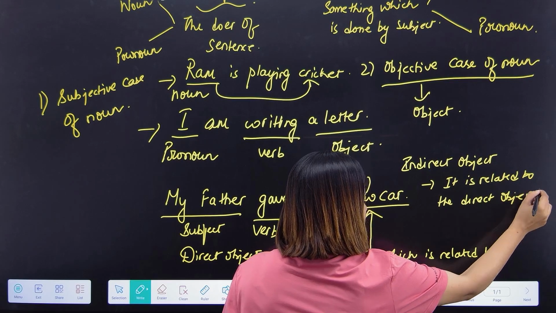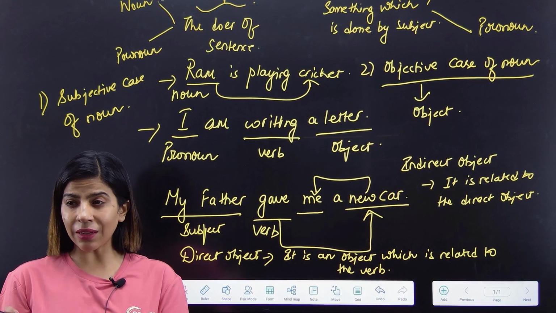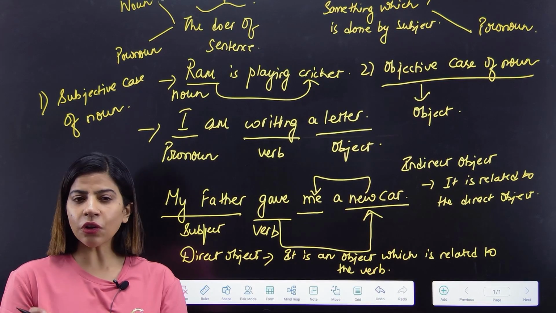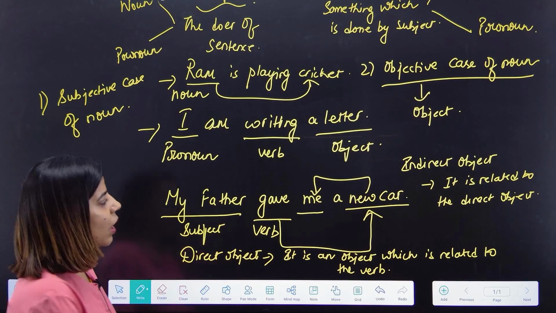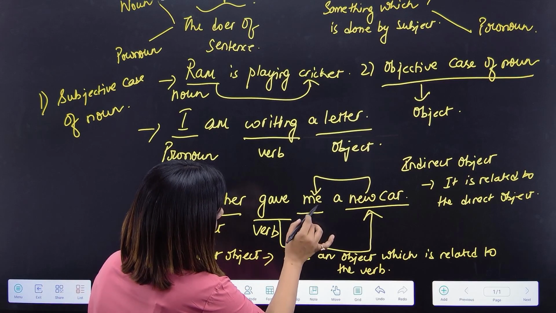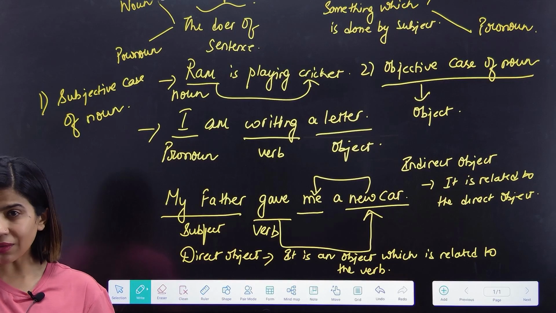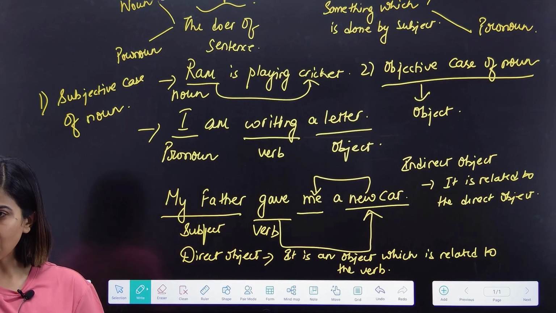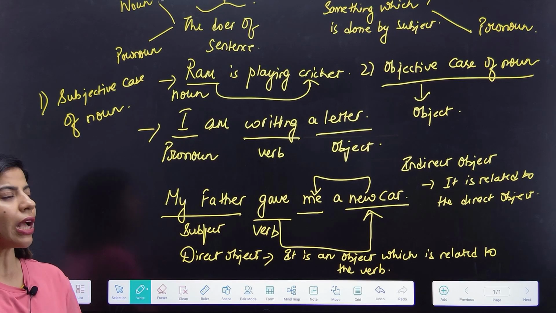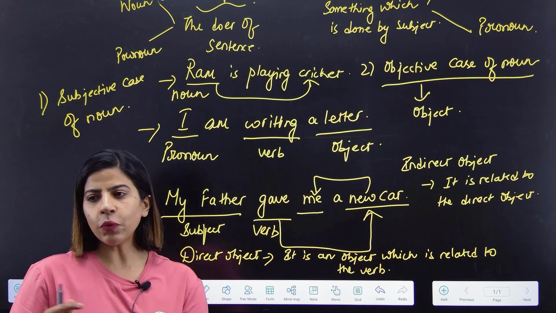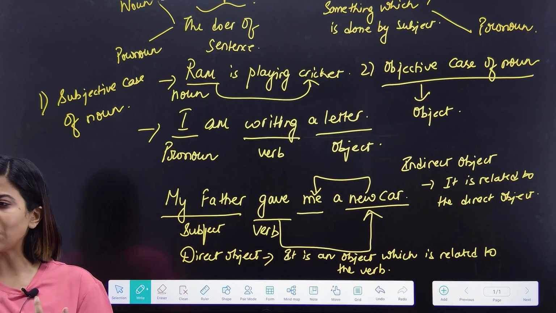I'll write certain more examples so that it will be clear to you. In 99.9% cases, indirect object precedes direct object. Precedes direct object means indirect object जो होता है वो पहले आता है और direct object बाद में आता है. In 99.9% cases, but in 0.1% we can have the direct object first and indirect object later. So I'll be writing certain sentences there, and I would like you to tell me subjective case, objective case, and then direct object and indirect object.